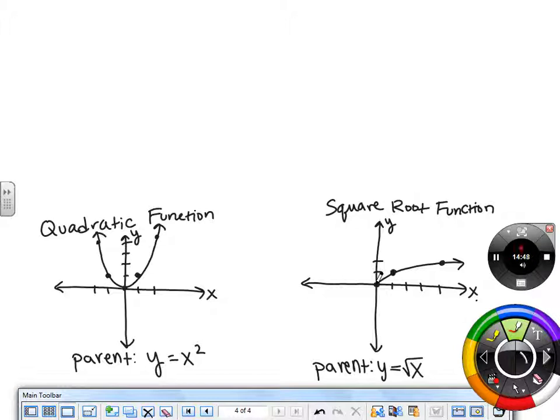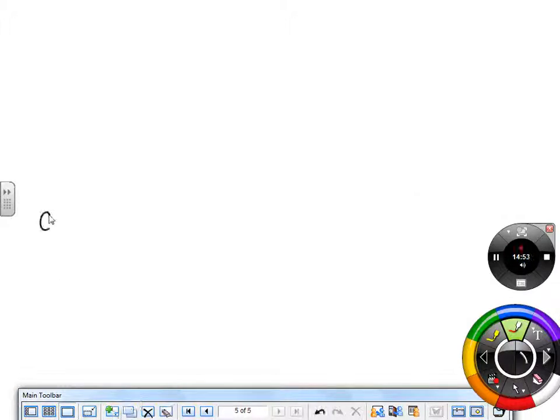All right, so the last two doors that we're going to fill in are going to be the cubic function. And then next to it is going to be the cube root function.